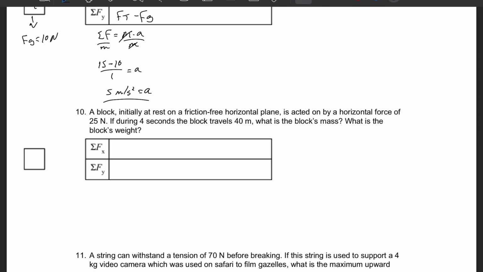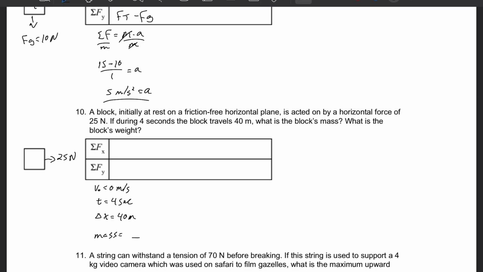Number 10, a block initially at rest, so V0 is 0, on a frictionless horizontal plane is acted on by a horizontal force of 25 newtons. So we have a force applied of 25 newtons going to the right. We'll always say it's to the right unless otherwise stated. If during 4 seconds, time equals 4 seconds, the block travels delta x of 40 meters, what is the block's mass? What is the block's weight?